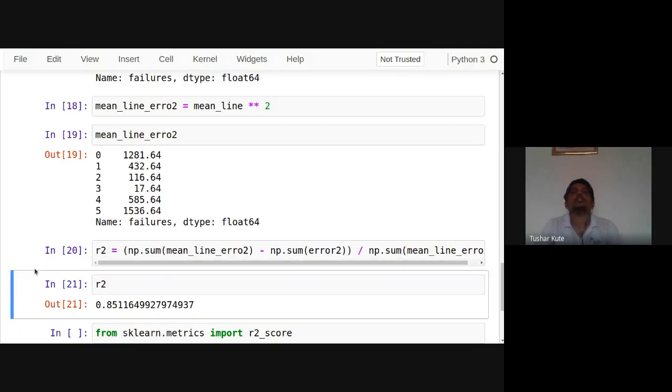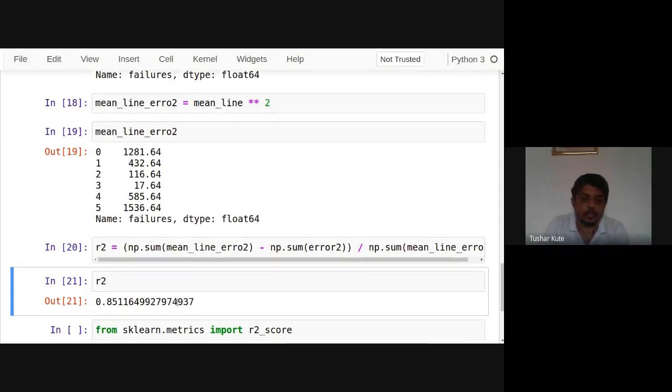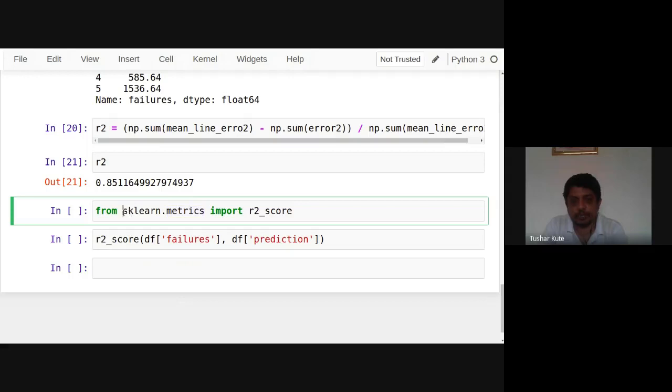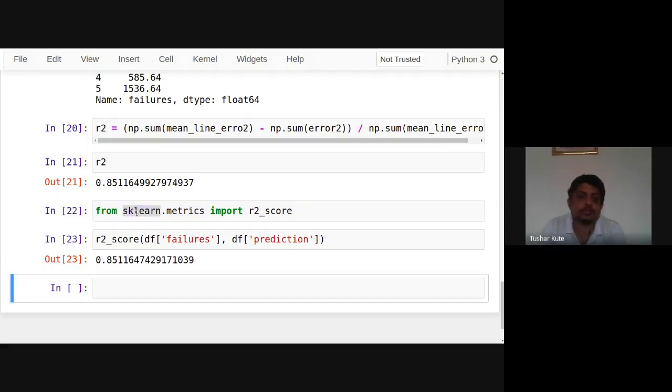Correct. So as per the calculation shown in the presentation, it is happening. It's done over here also. See this, 0.85. So 85% is the accuracy of your data. And if you want to do it using a Python function, there is an r2_score function present in the metrics package of sklearn. 85% they are accurate.